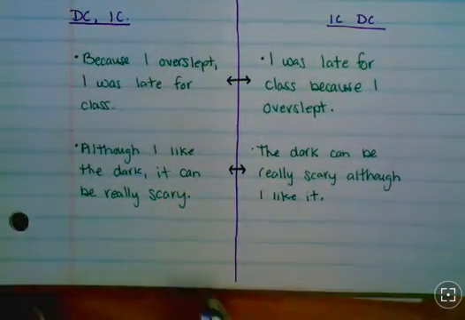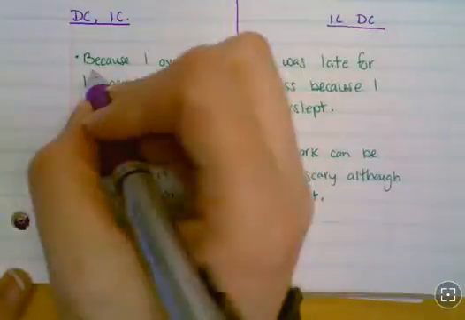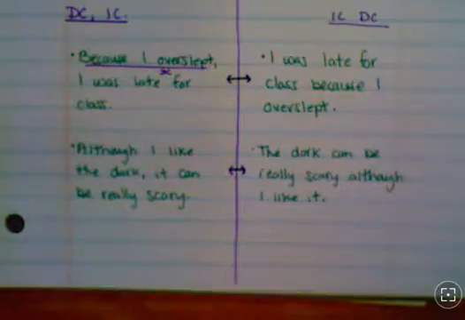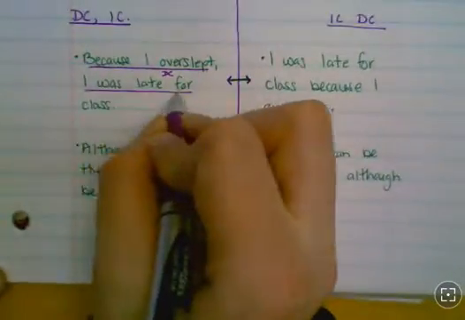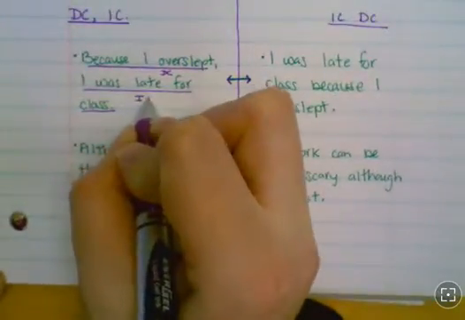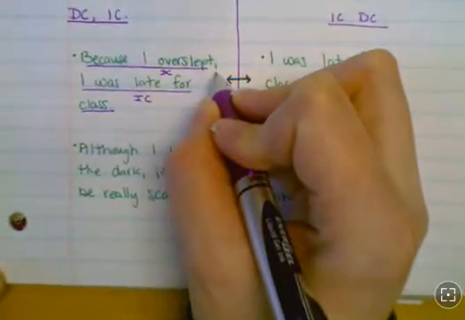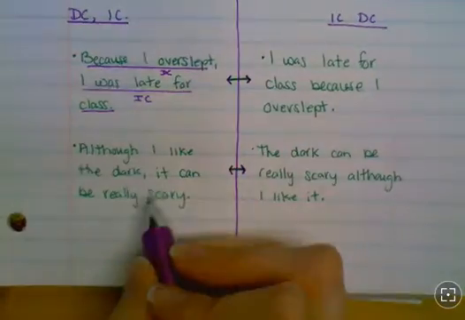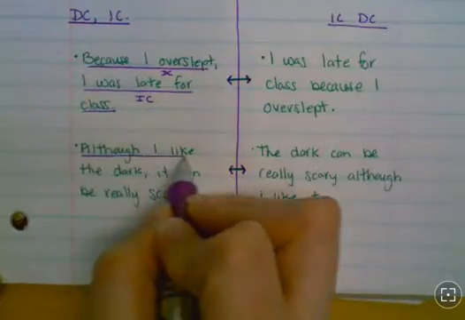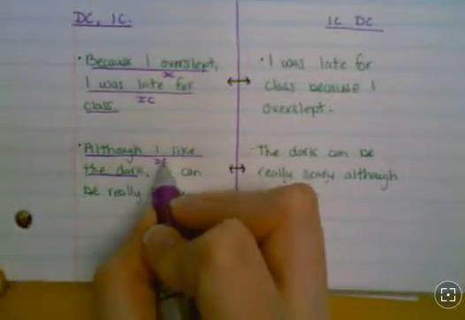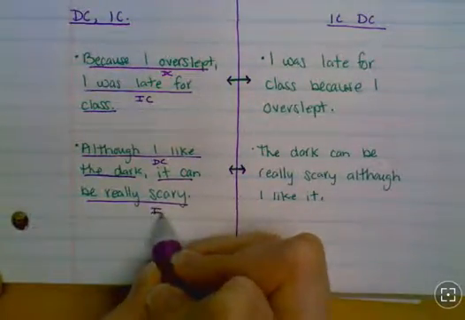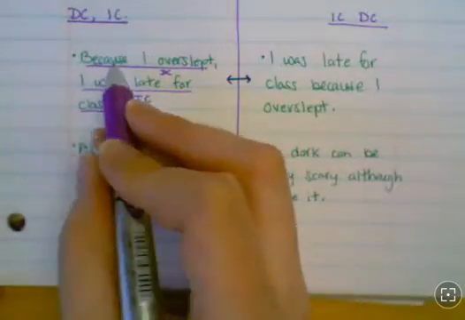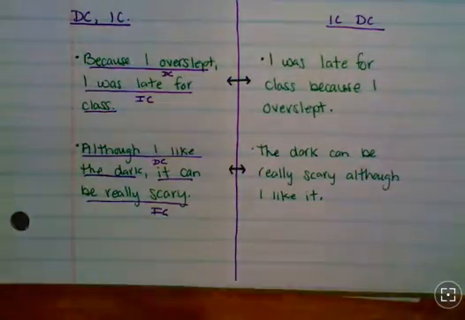Because I overslept, comma, I was late for class. So this is the dependent clause. If I just said because I overslept, it is not a complete sentence. And then I was late for class is the independent clause. Super key is that comma. Okay. Although I like the dark, that is our dependent clause, comma, it can be really scary. That's our independent clause. In each of these, we have although and because. Those are our WUBIS words.